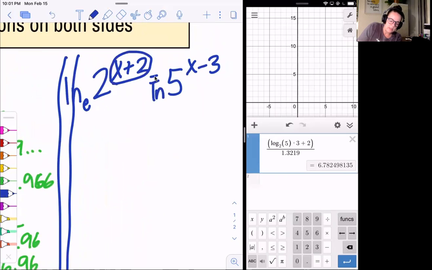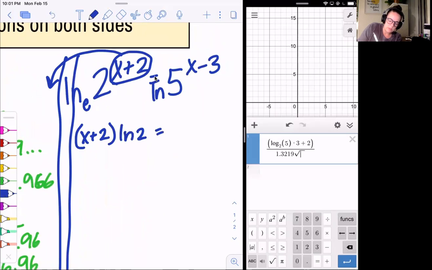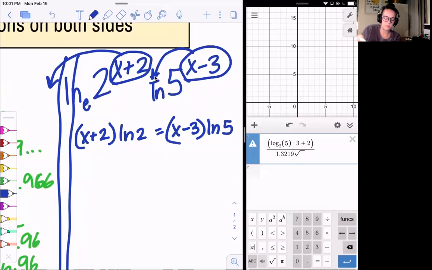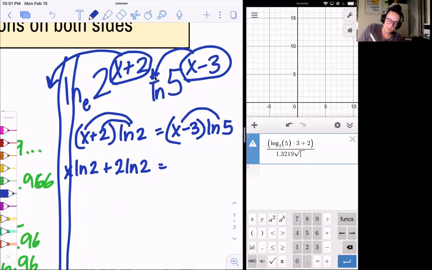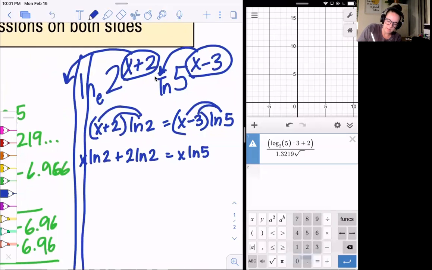That's going to kick this out in front. So I'd have x plus 2 times the natural log of 2 equals, this also kicks this out in front here, x minus 3 times the natural log of 5. From there, I'm going to go ahead and distribute in. I'm going to leave it as natural log 2. So natural log 2 times x plus 2 times natural log 2 equals x times natural log 5 minus 3 times natural log 5.